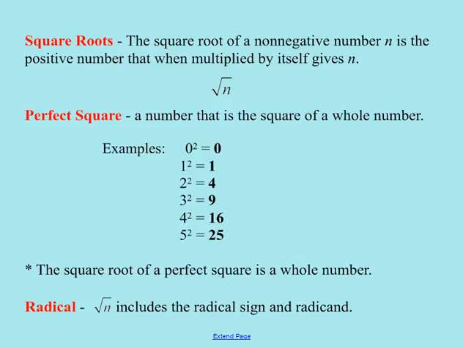Finally, we define the term radical. The square root of n includes the radical sign and the radicand. So the radical sign is what we often refer to as the square root sign or the square root symbol. We call this a radical. The radicand is the number under the square root symbol. So in this case, the radicand would be n. If we were taking the square root of 4, the radicand would be 4.